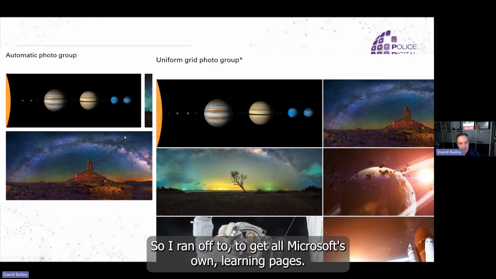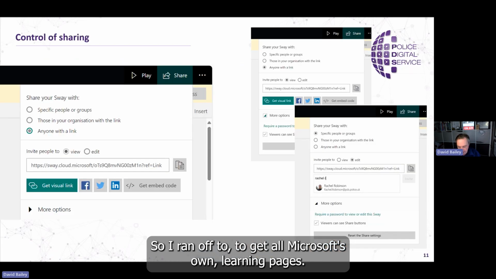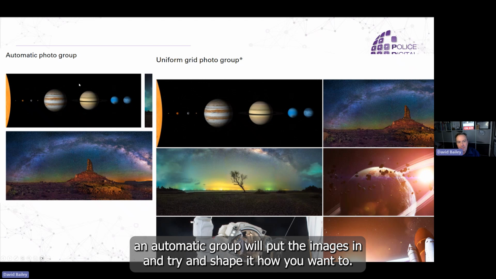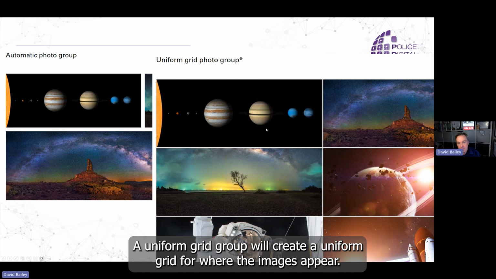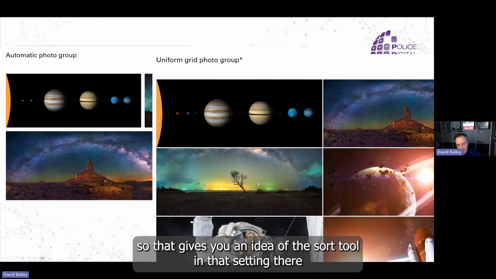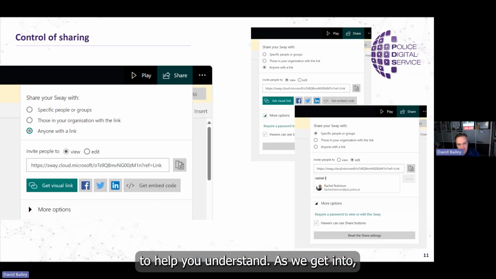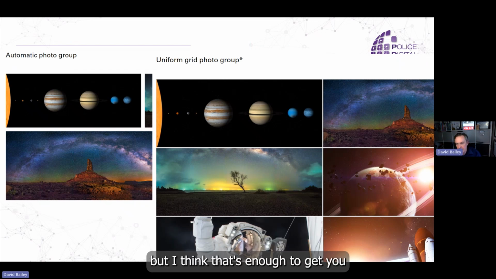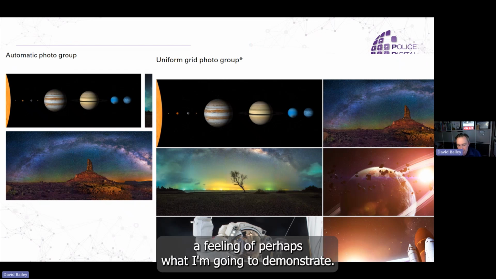So I ran off to good old Microsoft's own learning pages. You can see here an automatic group will put the images in and try and shape it how you want to. A uniform grid group will create a uniform grid for where the images appear. So that gives you an idea of the sort of tooling that's sitting there to help you understand as we get into it. We'll come back to sharing in the live demo in a minute, but I think that's enough to get you a feeling of perhaps what I'm going to demonstrate.